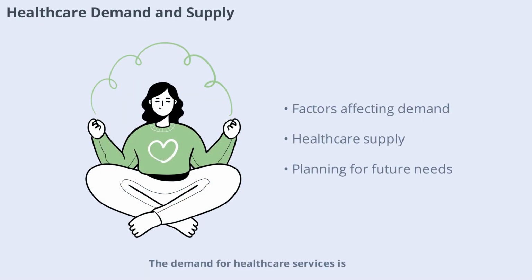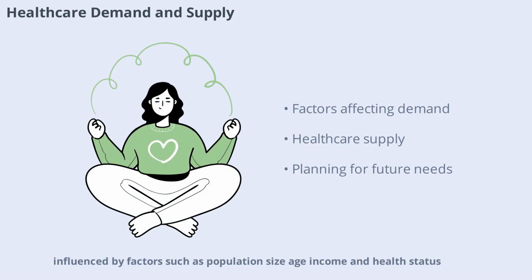Demand for healthcare services is influenced by factors such as population size, age, income, and health status. On the supply side, the availability of healthcare providers, facilities, and technology determines how much care can be delivered. Health economics examines the balance between demand and supply to ensure that resources are allocated where they are most needed. Understanding these dynamics helps policymakers plan for future healthcare needs.